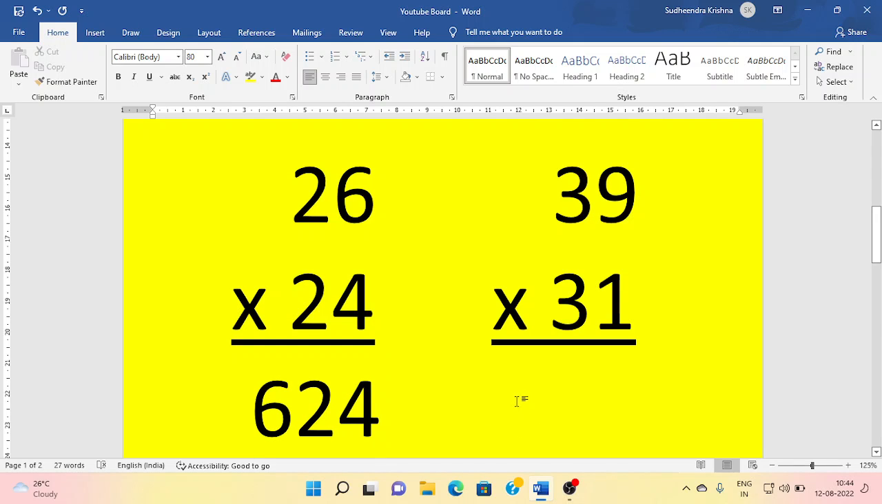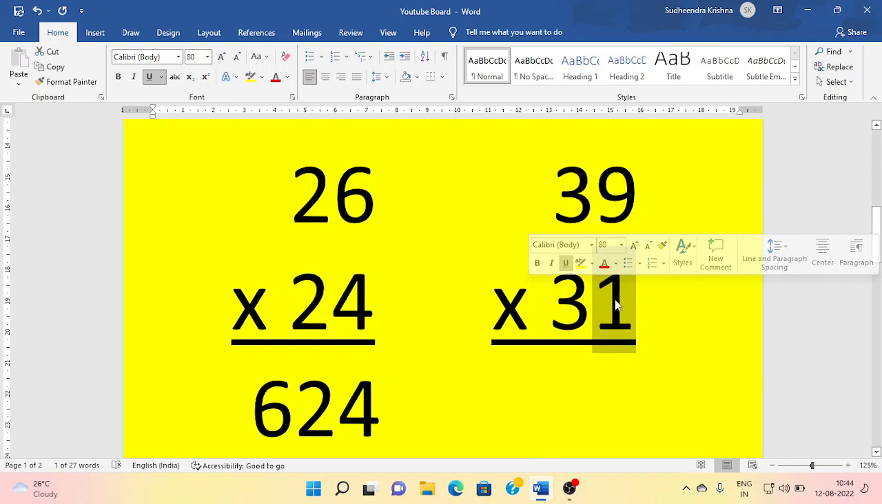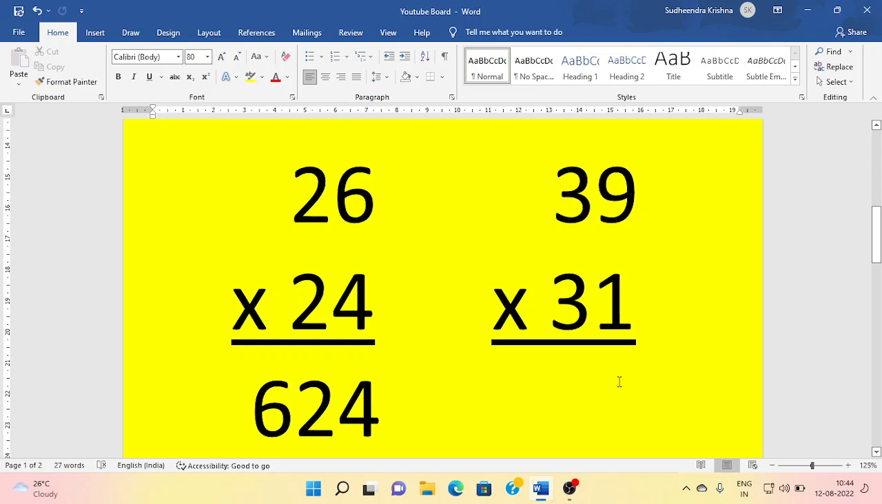Now let us take another example. You have 39 and 31. So 9 plus 1 is 10. So multiply 9 and 1. 9 into 1 is equal to 9. But 9 is a single digit number. You cannot take a single digit number, so you have to take a two digit number. So instead of 9, you put 09.